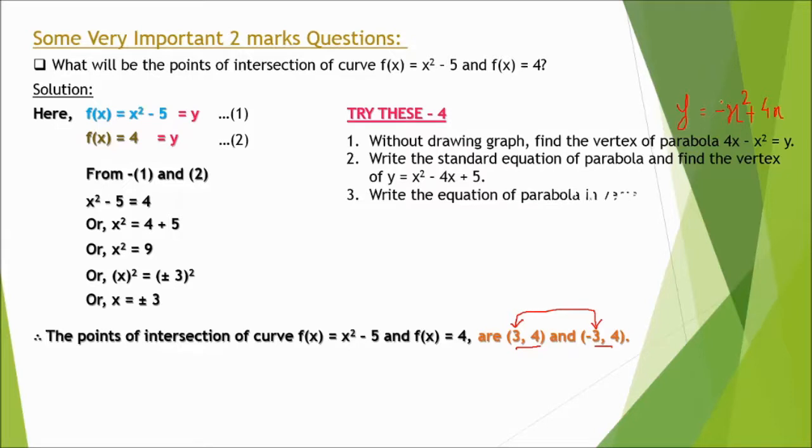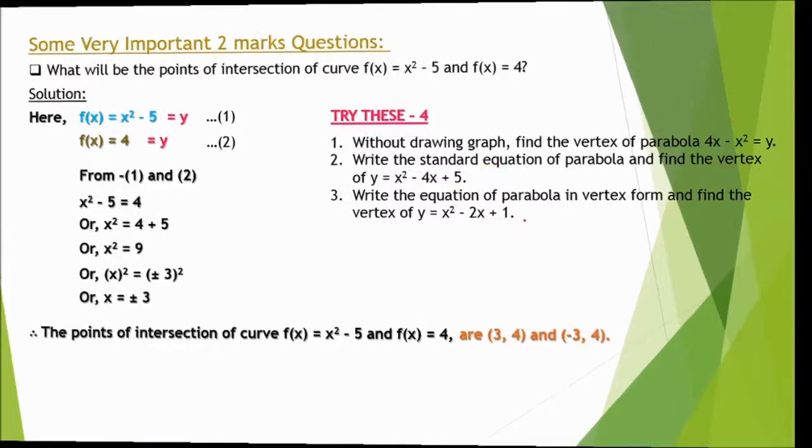As a is negative, you can see a is negative, now the curve will open downwards. Now write the standard equation of parabola, that is y is equal to ax square plus bx plus c, and you can find the vertex by comparing with the standard equation. And write the equation of parabola in the vertex form. You can also find the vertex easily with the help of the formula. So these are the easy 3 questions.